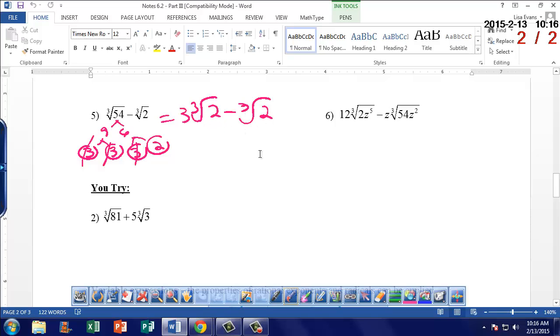Now I have like radicals, so now I can go ahead and combine the coefficients. 3 minus 1 is 2. 2 cubed root of 2. Okay, next problem. These are not like radicals. This one I can simplify a little bit.